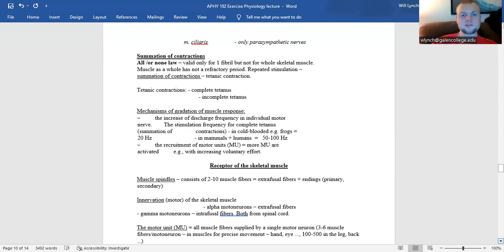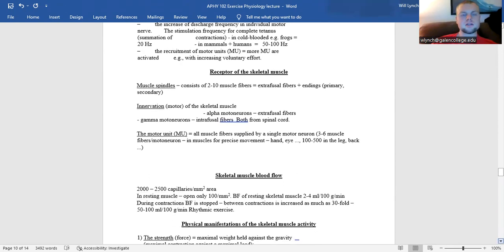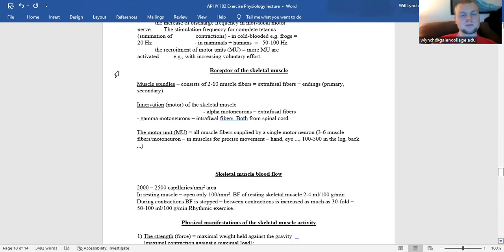So looking at receptors for skeletal muscle, they are comprised of what we know as muscle spindles. These are about 2 to 10 muscle fibers put together. These are going to be the extrafusal fibers plus their endings. It's innervated, right? We have alpha motor neurons, which are going to contact the extrafusal fibers, and we have gamma motor neurons, which are contacting what we know as intrafusal fibers.